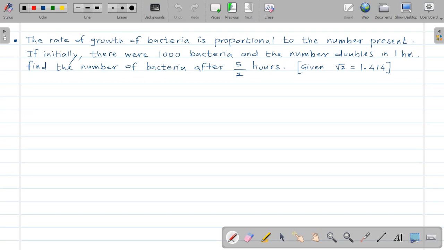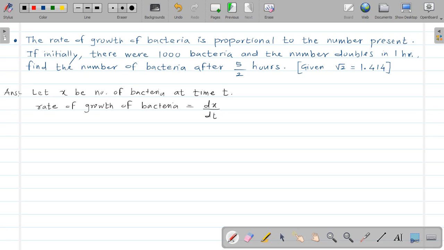So in the answer, first of all I will write: the rate of growth of bacteria is proportional to the number present. So first of all I will consider, let X be the number of bacteria at a time t. First of all we have to consider X be the number of bacteria at time t. Now the rate of growth of bacteria means the rate of increase of bacteria. Mathematically, it is denoted by dx by dt.